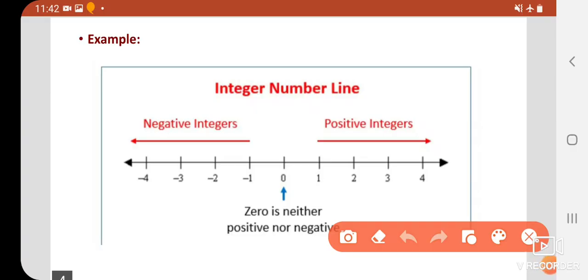You can see integers on a number line. We write 0 at the middle point, and 0 is neither positive nor negative. The positive integers we write on the right-hand side, and the negative integers we write on the left-hand side. Positive integers are shown by the plus sign, and negative integers are denoted by the negative, that means minus sign.